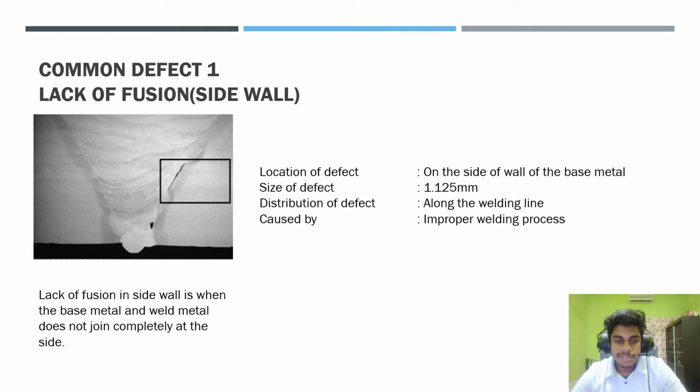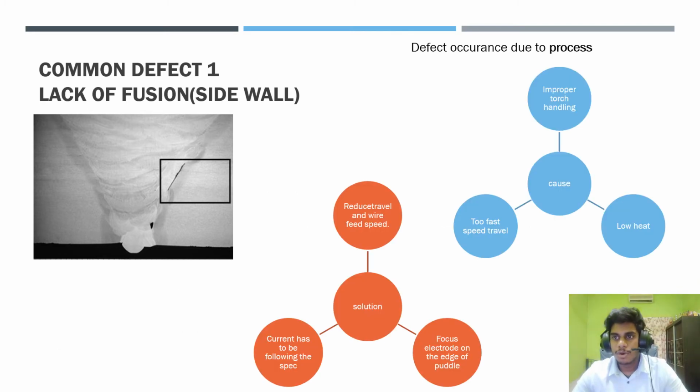So we're going to look at common defect number one, the lack of fusion at the side wall. Lack of fusion is when the base metal and the filler metal are not bonded together, not fused together, and this specifically occurred at the side wall, and this is important as it will make the metal joint weak. The location of this specific defect is at the side wall, at a size of 1.125 mm, and the distribution of the defect is along the welding line and caused by an improper welding process.